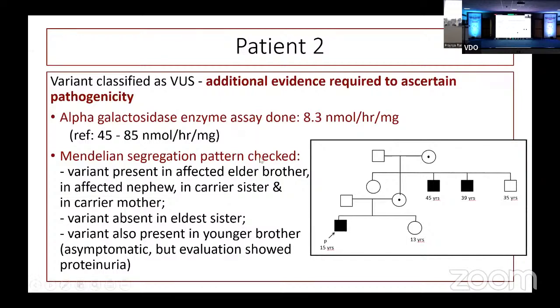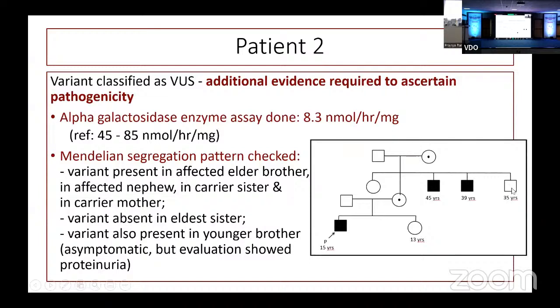Then Mendelian segregation pattern was also checked, and the variant was found to be present in the affected elder brother, in the affected nephew, in the carrier sister, and in the carrier mother also. The variant was actually absent in the eldest sister, who was herself normal. Her children were also normal.